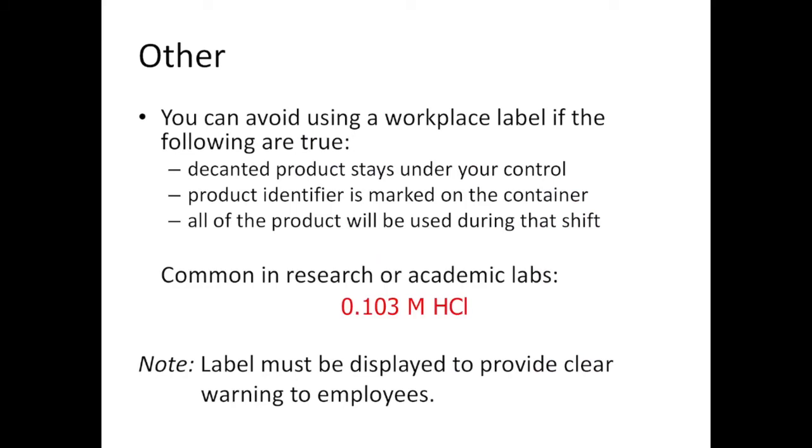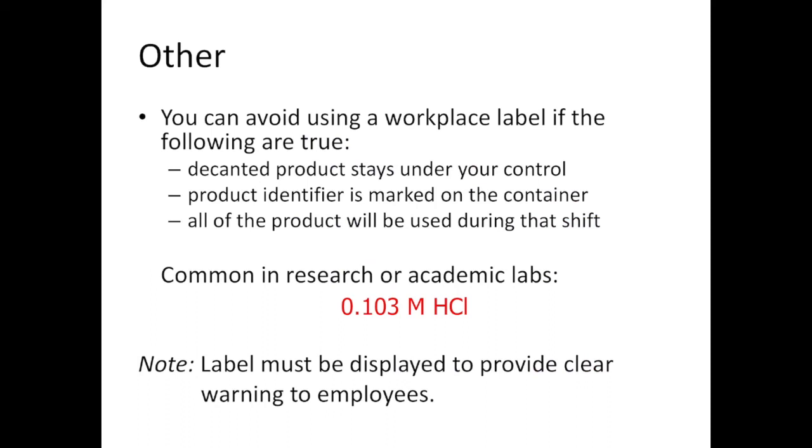So you would have commonly seen something like 0.103 molar HCl as a label on some of your chemicals in previous labs. And it's important to note that the label has to convey clear warning to the employees who are using it. So in a chemistry lab where you've learned about molarity and you've learned about acids, this would be enough information for you to safely say this is a fairly dilute acid, so the risk of burns is minimal.